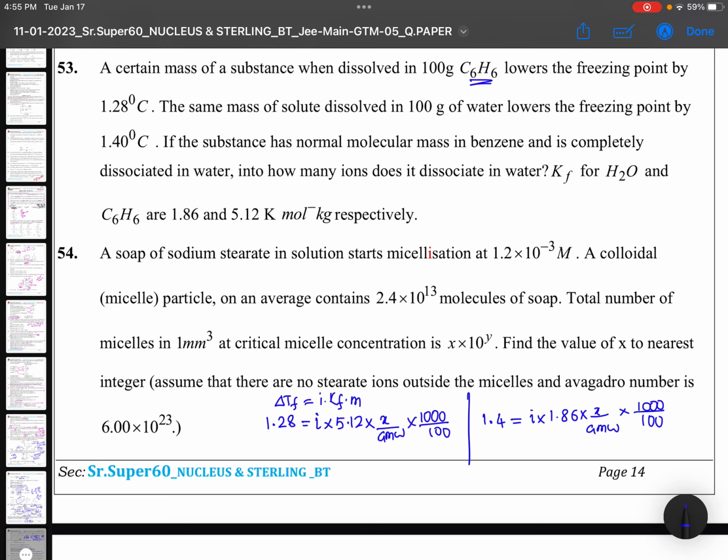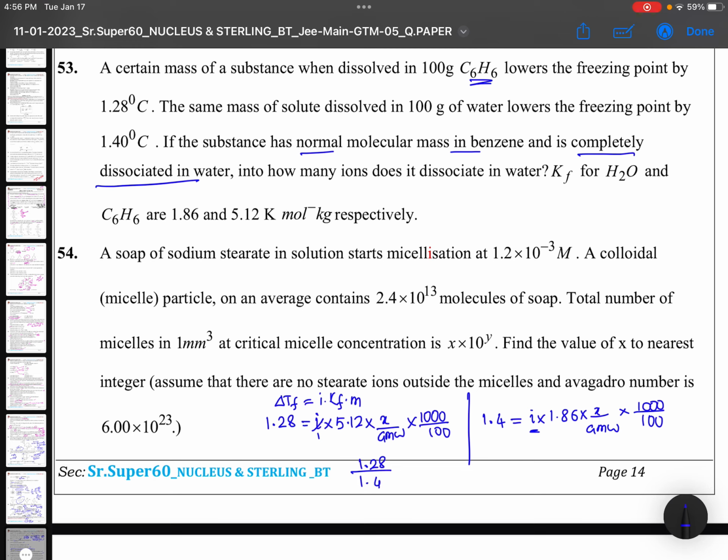Now, what is asked? The relation. See, what he mentioned here is, if the substance has normal molecular mass in benzene, that means it is not undergoing any dissociation or association, and is completely dissociated in water. So here the i factor is 1. So how many ions? The i factor is asked simply. So we'll divide this one.